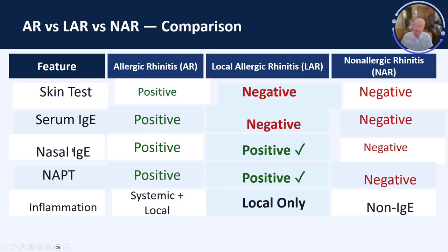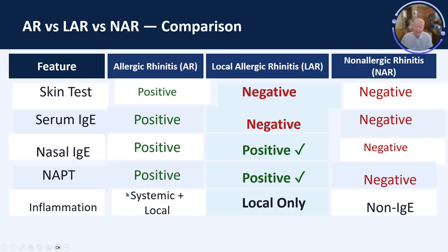Serum IgE is positive for allergic rhinitis, negative for the other two. Nasal IgE, now that has to be done in a specific research lab. We can't just order that. It is positive for allergic rhinitis and positive for local allergic rhinitis, negative for non-allergic. Nasal allergen provocation test, where you squirt allergen into the nose, is positive in our standard allergic rhinitis patients, positive in local allergic rhinitis, negative in non-allergic rhinitis.